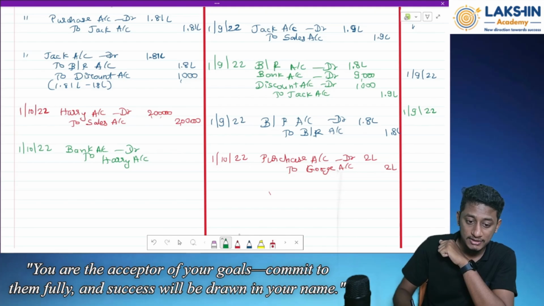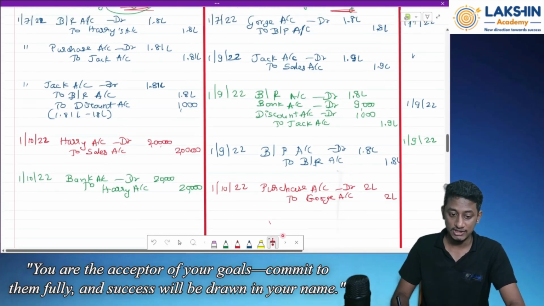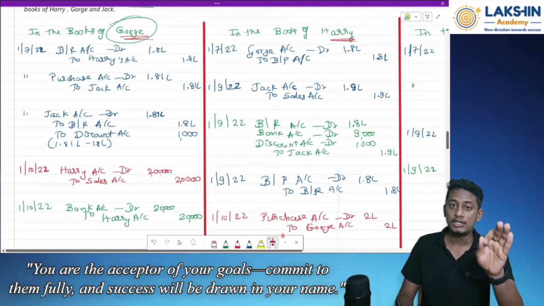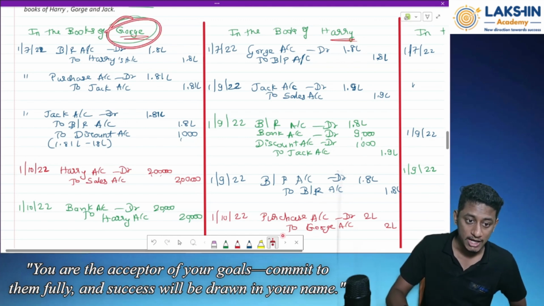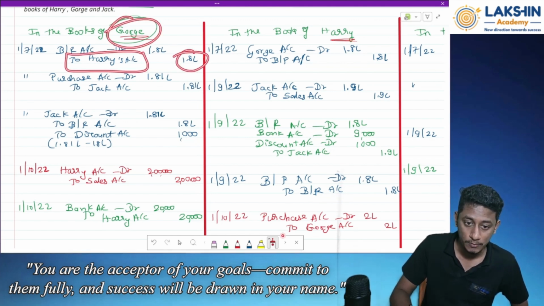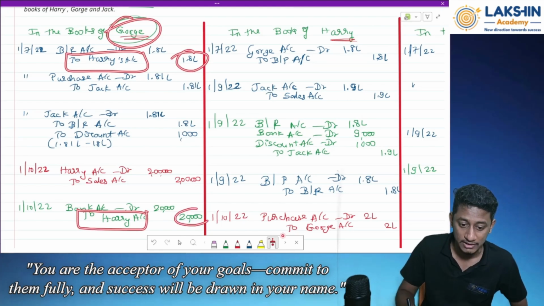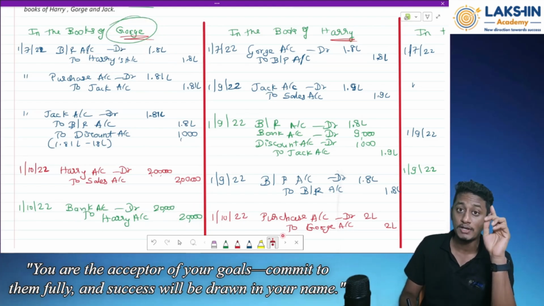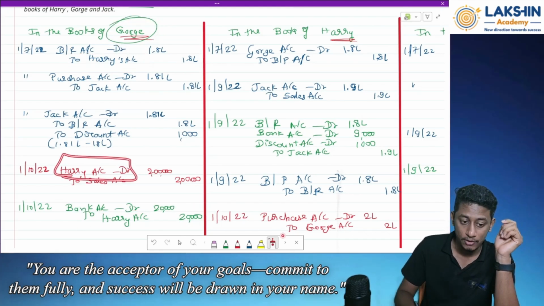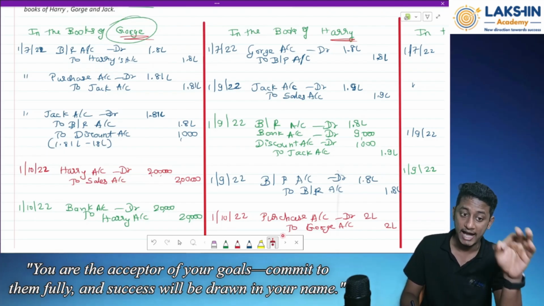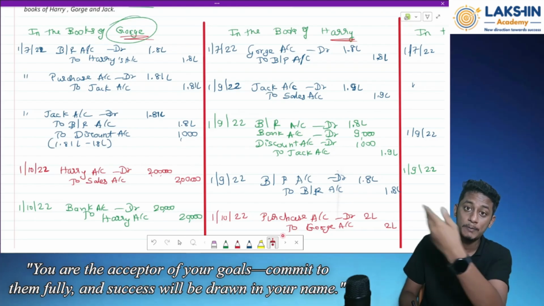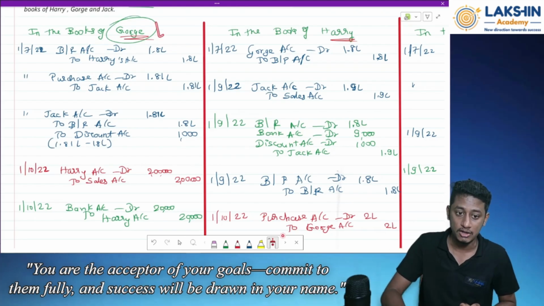Now comes the question: what is the amount? Amount will be rupees 20,000, whatever was due. If you see again, for how much amount is Harry's account credited in the books of George? In the books of George, Harry's account has been credited here for rupees 1.8 lakhs and again here for rupees 20,000. So how much is the total credit? Rupees 2 lakhs. And again here it is debited for rupees 2 lakhs. So the amounts are cancelled off and nothing is pending to be received or to be paid to Harry. So George's account is completed.